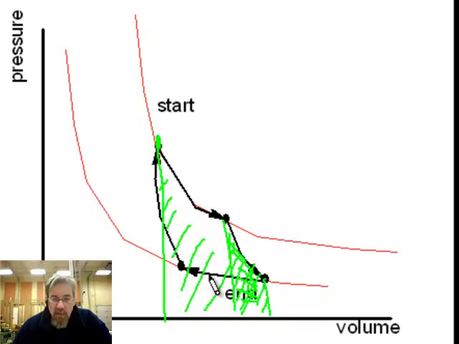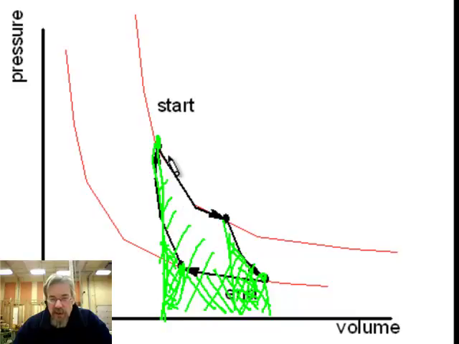Now, as we go back, as we compress, as we go from here to here, in the third stage of this cycle, work is now done on the system. So I would have to subtract energy here, and then there's an adiabatic compression at the very end, and this amount of work was done on the system.